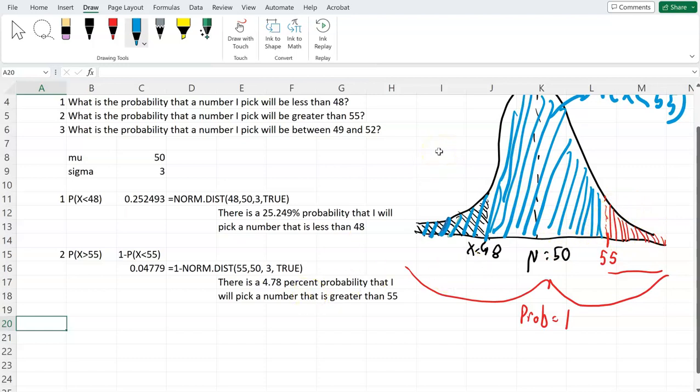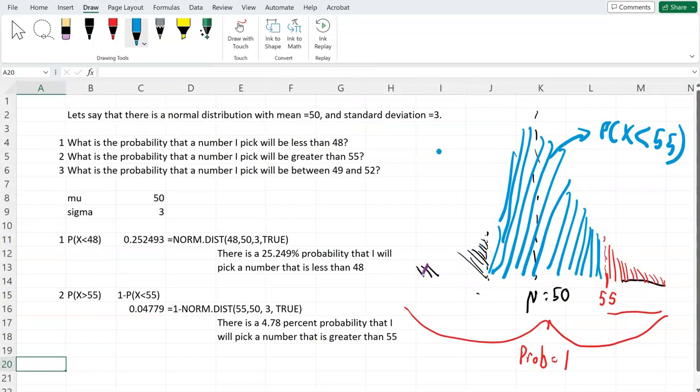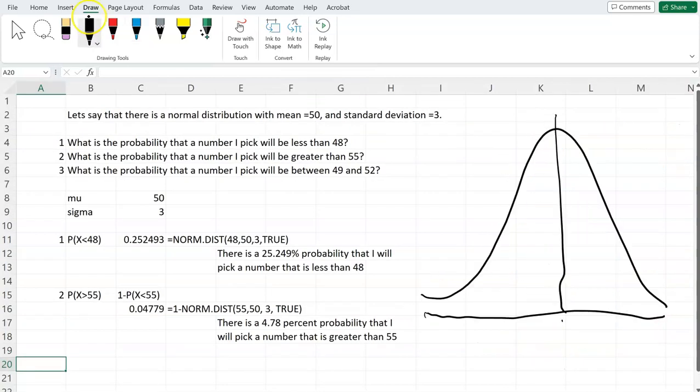Now what about the third one, what if it's between those two numbers? So again, let's draw our normal distribution, and the number is going to be between 49 and 52. So for number 3, let's say the number is between here and here, 49 and 52. What is the probability that I pick a number between these two numbers? That will be the area of this region.